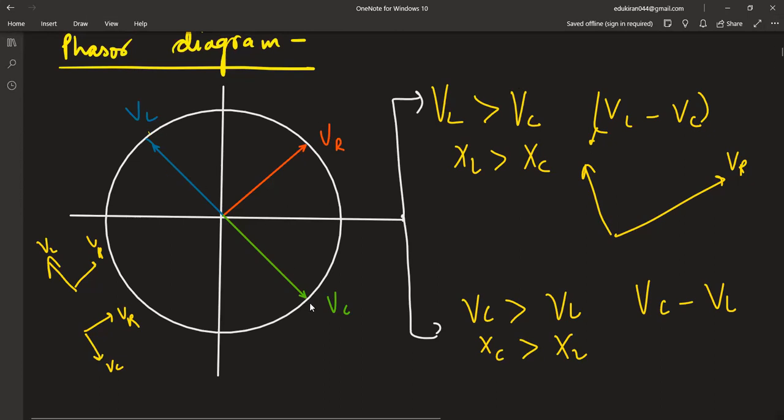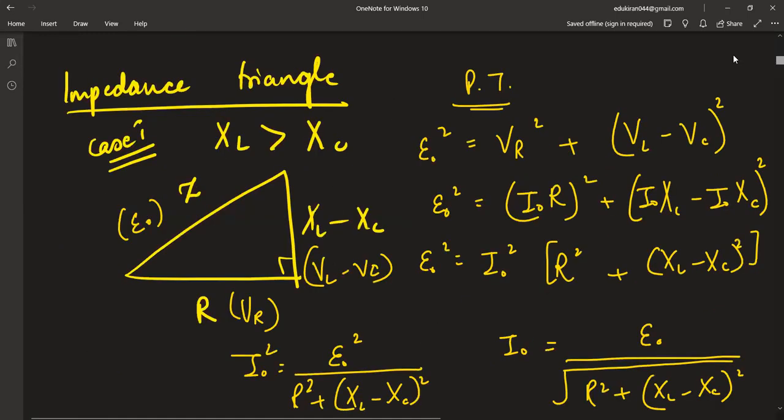And once VL minus VC is done, what you have to do further, for the further information, we have done this. Start writing it down from here. Whatever doubts you have regarding LCR circuits, you can clarify. Then after this, we'll practice numericals.